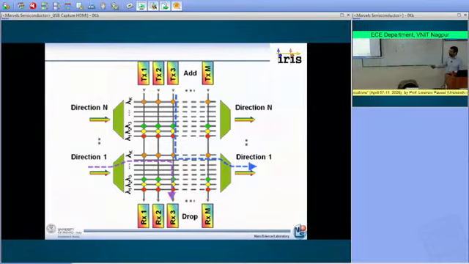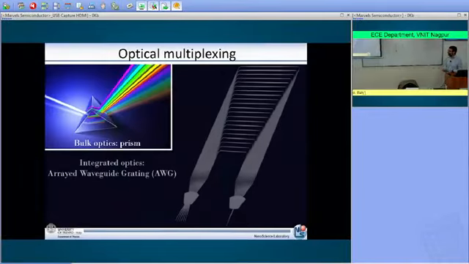The next function that is also very important is the demultiplexing. In order to demultiplex the light channels, we use what is called an arrayed waveguide grating. The arrayed waveguide grating works exactly like a prism. In a prism, the white light enters, and then the light is refracted in different directions depending on its color. Here you have the same function implemented in an integrated circuit. How does it work? It works in this way.